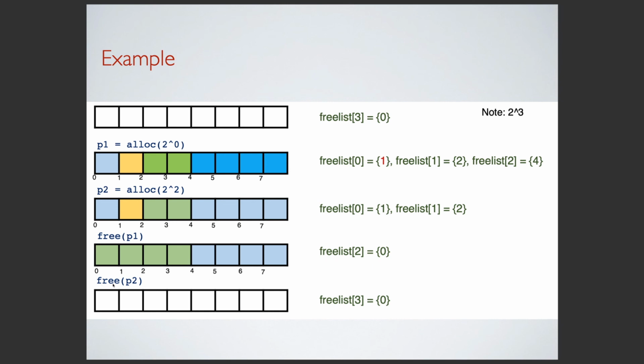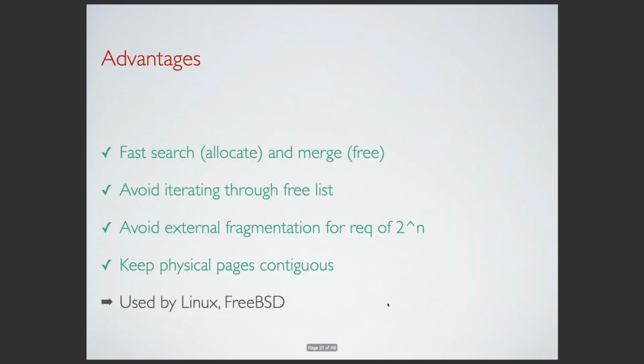And finally, if we free P2, okay, same thing. We merge the one that we free with the buddy. Right? Very simple. So that's how it works. So what's the advantage of that? Well, it's fast. Okay, to allocate, it's very fast.